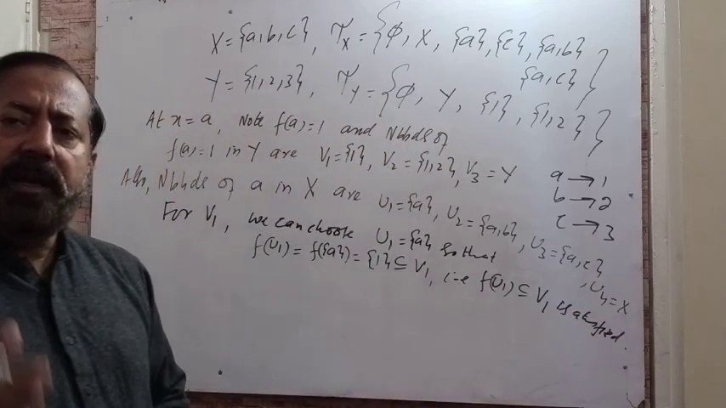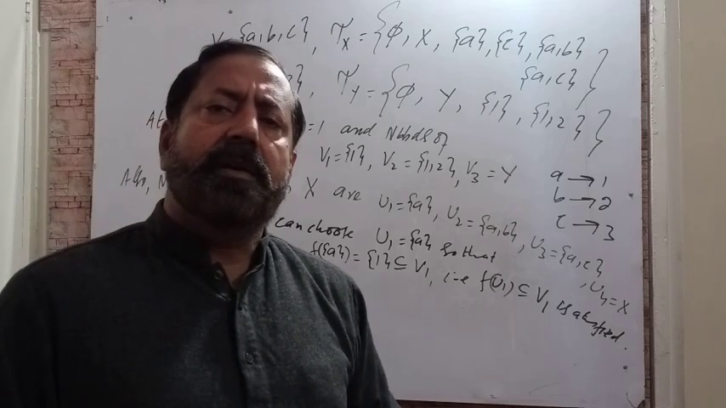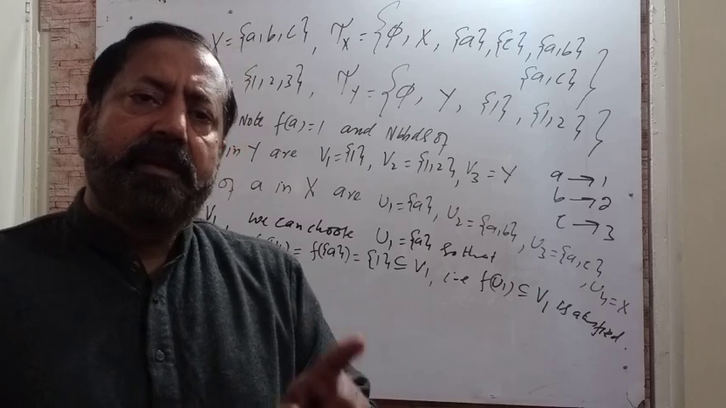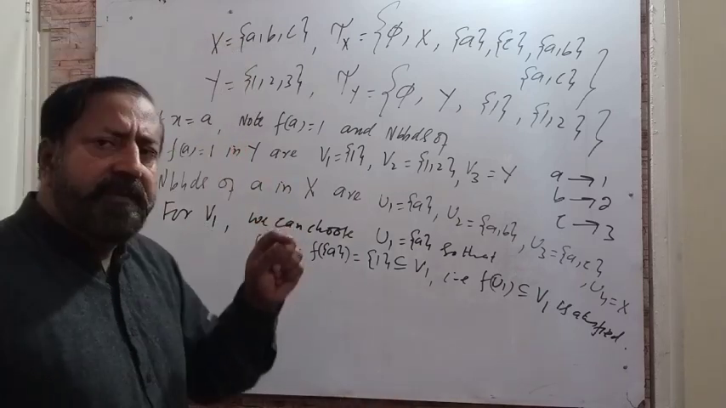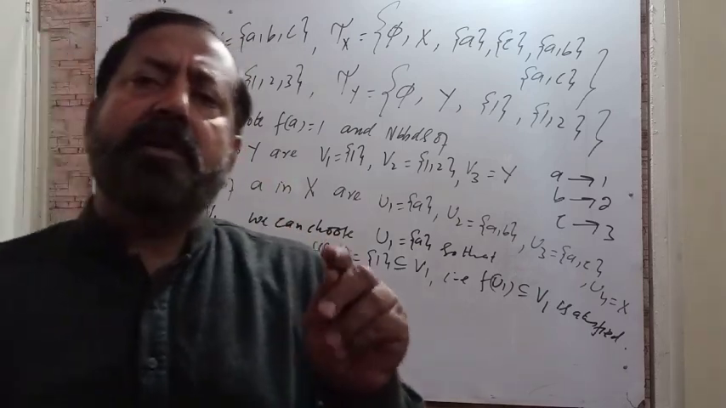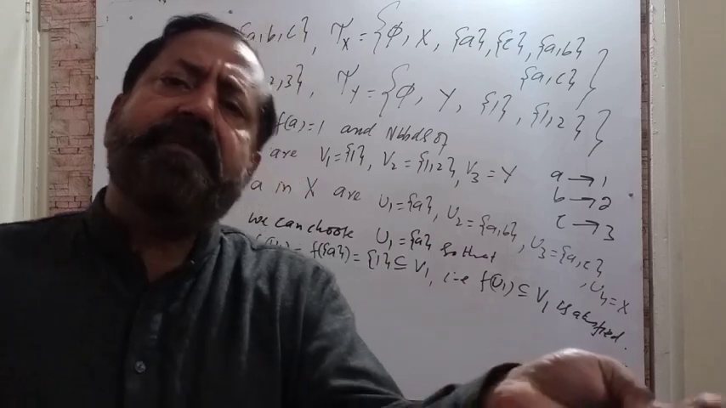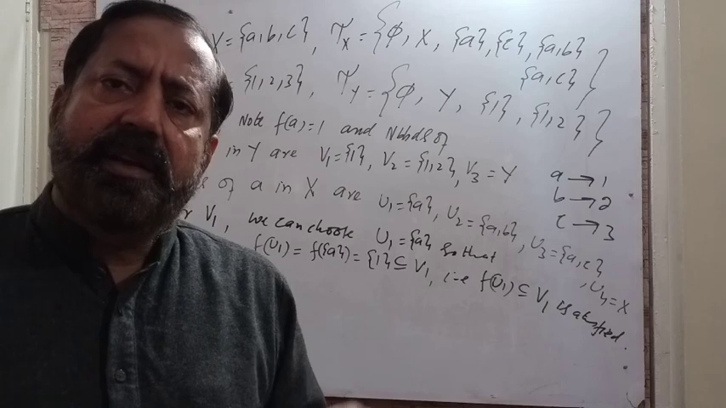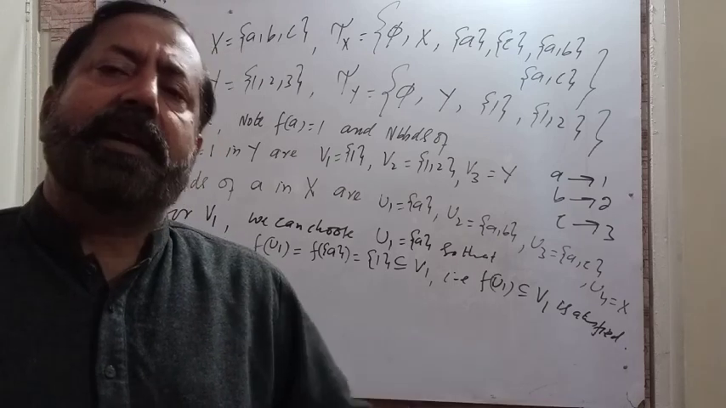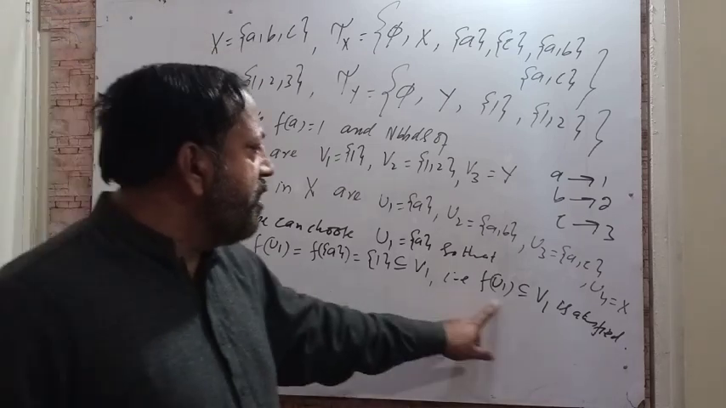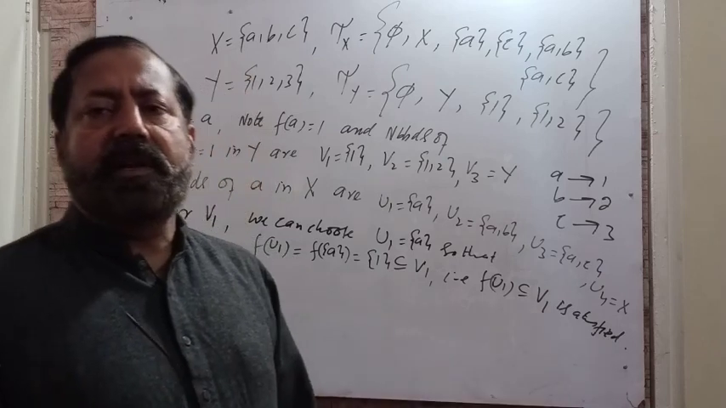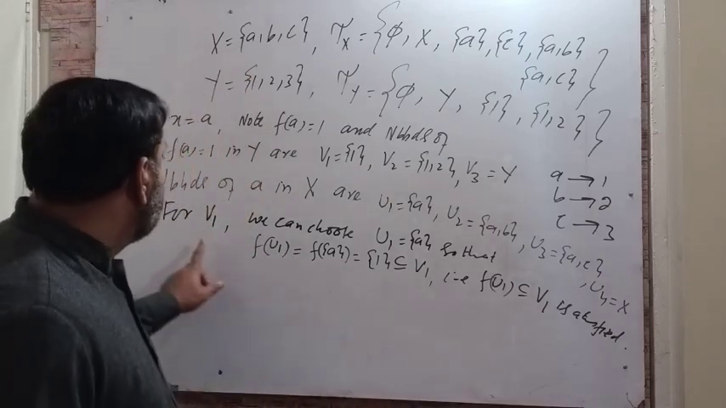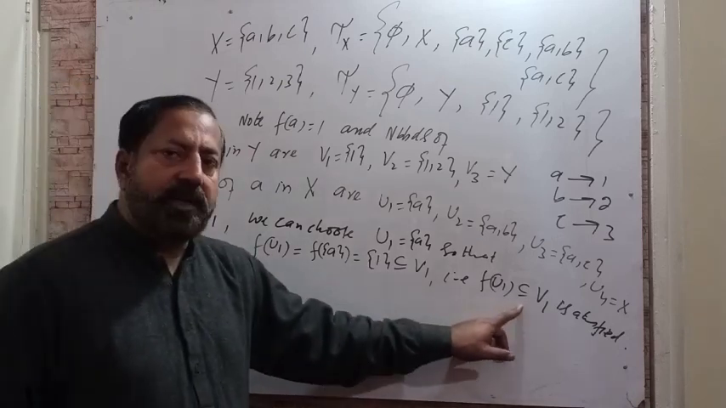I'm not saying that every neighborhood U1 should satisfy the definition for V1. No. We are saying that if for every neighborhood of f(x naught), you can find some neighborhood of x naught in capital X, so that this condition is satisfied, then we will say that function is continuous at x naught, right? Okay, so for V1 the condition is satisfied.